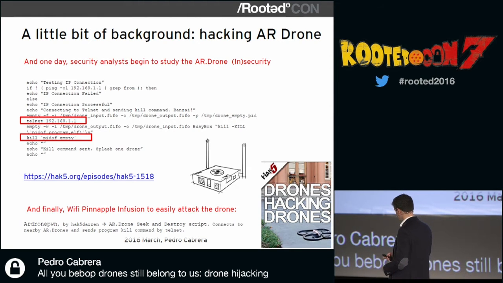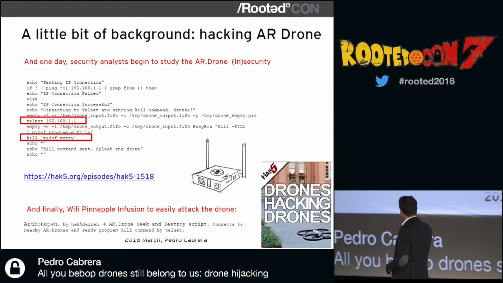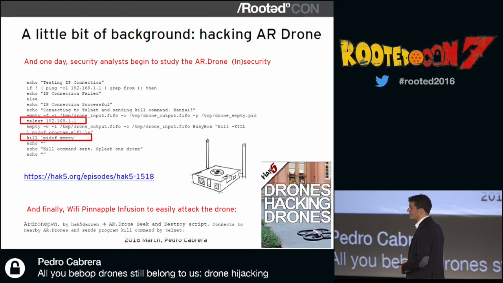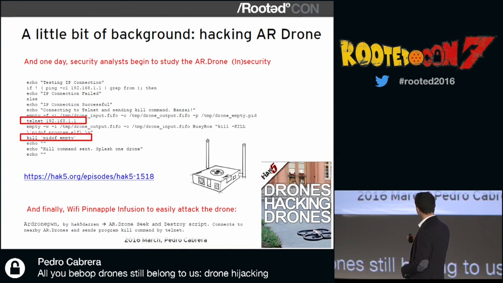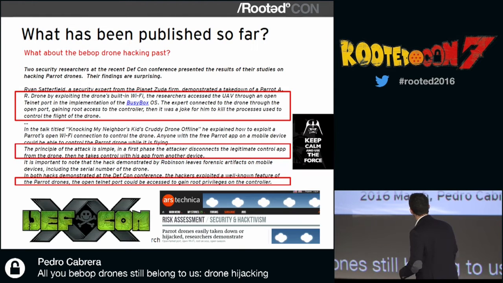The very first thing about hijacking an AR Drone: one day security analysts began to study AR Drone security. You can see on the screen the programs I use. The very first attack is an open Wi-Fi. I connect myself to telnet with no credentials, with a key to the process governing the drone. It's like splashing. Everything collapses and the drone goes down. Drones, hacking drones, they went up with a drone from a Phantom 2, collapsing the AR Drone down to Earth.